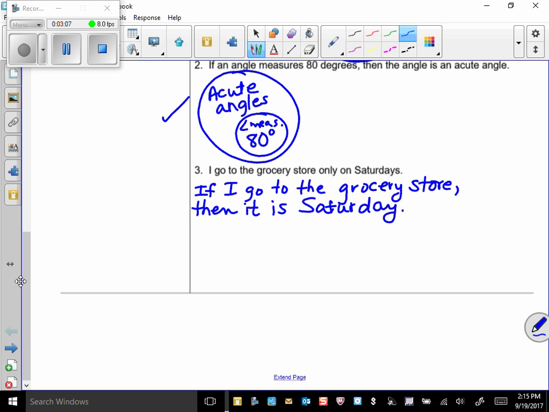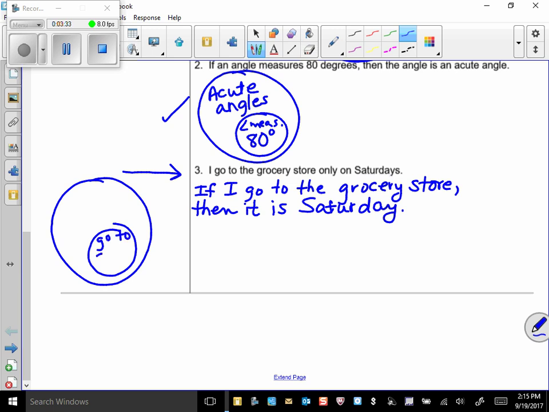What is my statement actually saying? I go to the grocery store only on Saturdays. Okay, so it's saying no other day of the week do I ever go to the grocery store. Only on Saturdays do I go to the grocery store. All right, so if this is the truth, here's how this is going to look, if I have written that statement correctly as a conditional. So if I go to the grocery store, then it is Saturday.